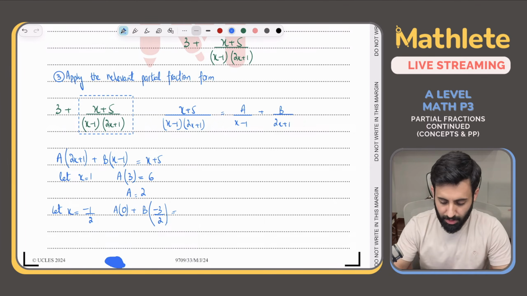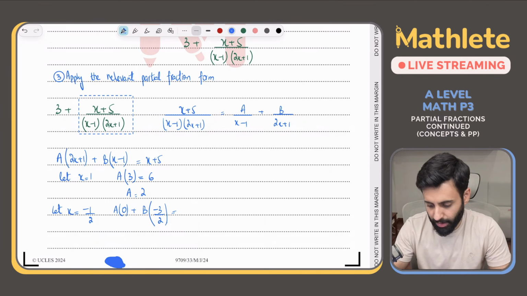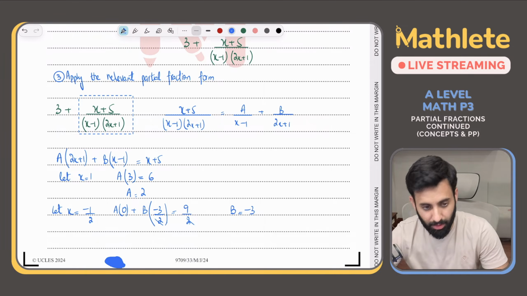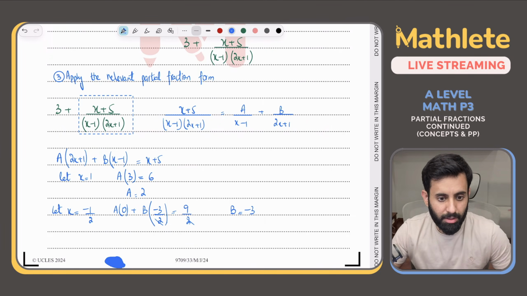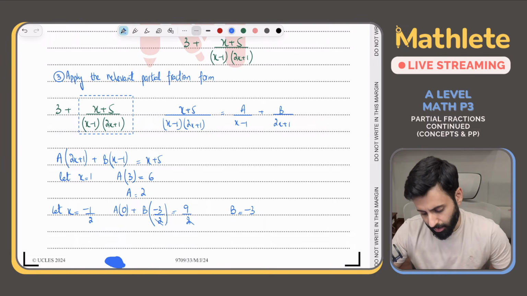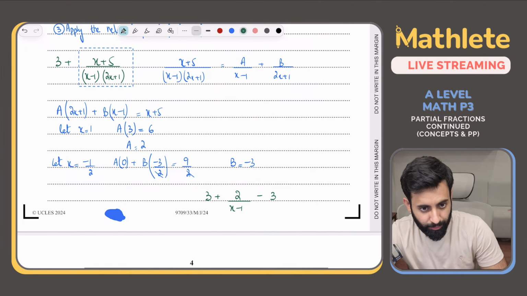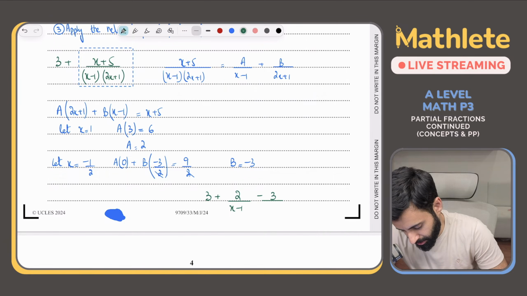For this I better use a calculator. Minus 1 upon 2 plus 5 is equal to 9 upon 2. So the 2 and 2 cancel, and this leads to the conclusion that b is equal to minus 3. a is equal to 2 and b is equal to minus 3. Let's see if that is the correct answer. Yes, that is the correct answer. Now what we have is the final answer, which is 3 plus a, that's 2 over x minus 1, plus b, which is minus 3, so minus 3 over 2x plus 1. And this is the final answer.